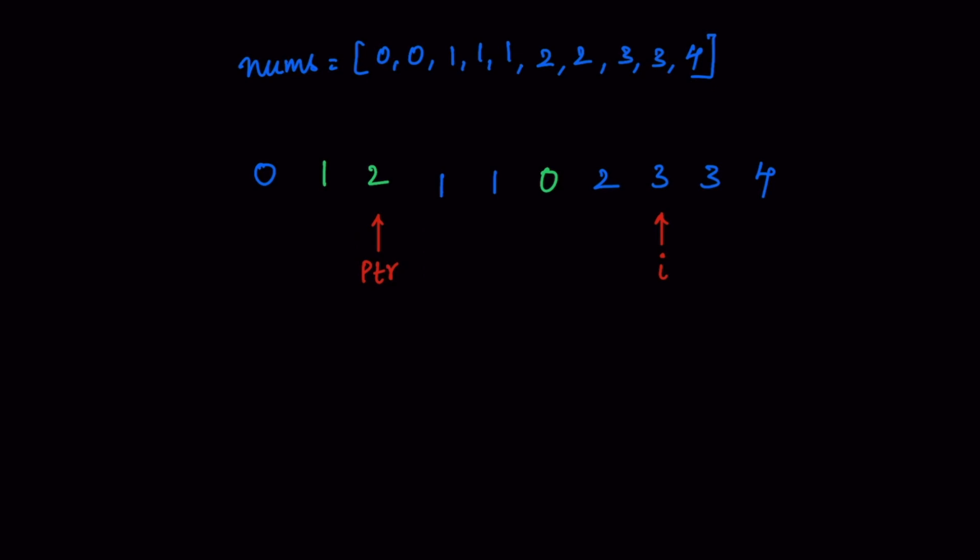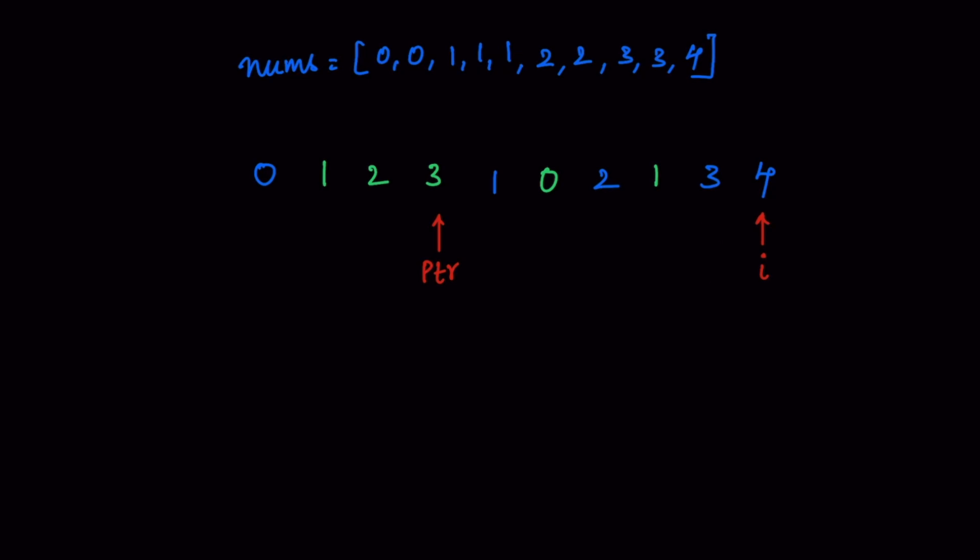Then after incrementing the i pointer, nums of ptr is not equal to nums of i. In this case, we are going to increment our ptr and then swap nums of ptr and nums of i. Yes, ptr is incremented and the swapping of these two values needs to be performed. Yes, we have swapped these values. After swapping, the i pointer value will be incremented. Now nums of ptr is equal to nums of i, so no operation needs to be performed and the i pointer will be incremented.